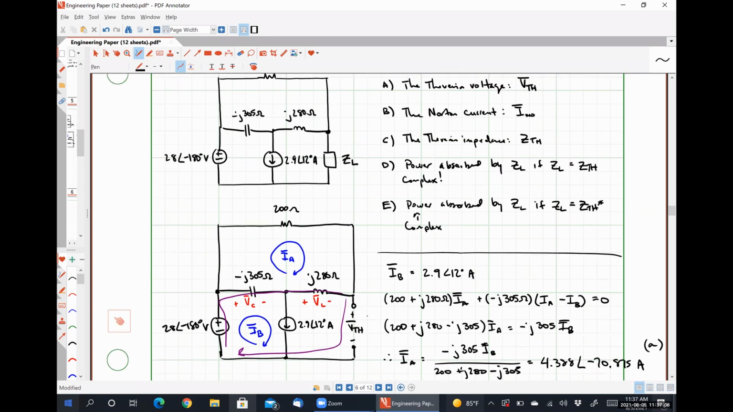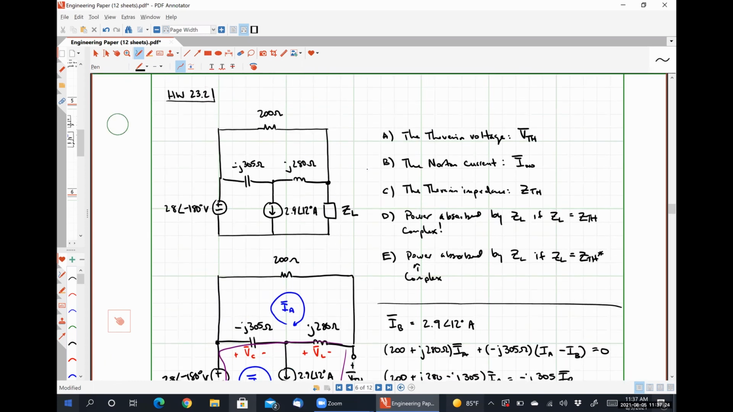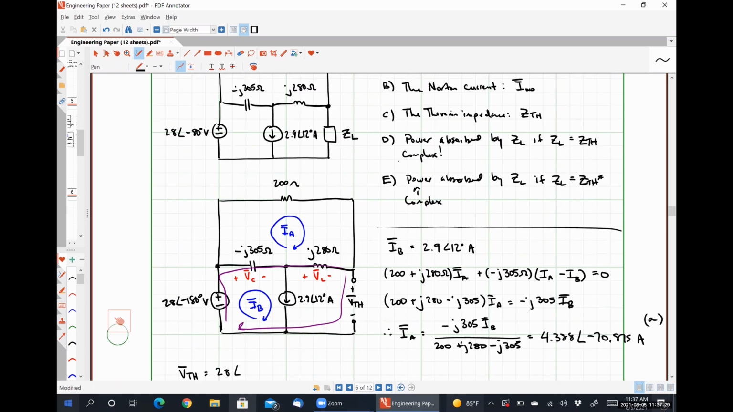Is it negative 180? Is that really what I got there? Hold on, sorry. I need to pull back up WebWork on my other computer. Sorry, that's negative 80, not negative 180. My apologies. I transposed everything else correctly though. And that 180 thing didn't show up in our calculation for IA at all, so I'm still pretty solid about that.